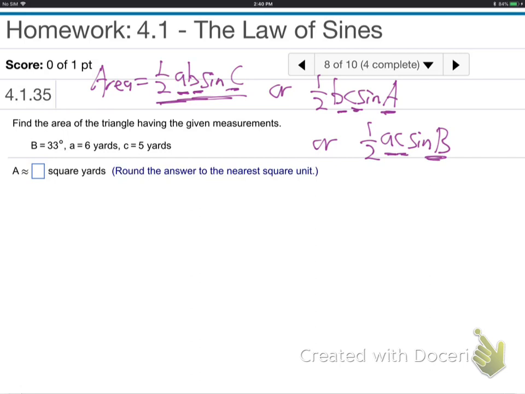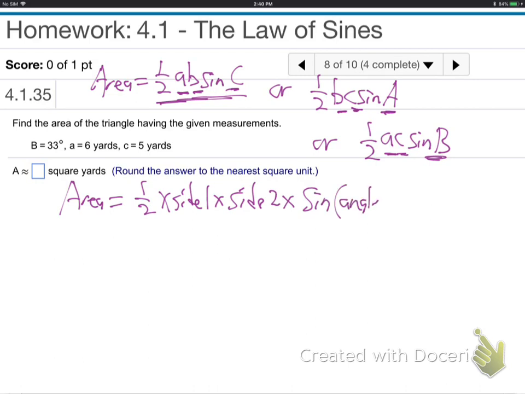Does that make sense? The official way it's written out is the area equals 1/2 times side 1 times side 2 times the sine of the angle between the sides. I don't know if that makes it any simpler. But it's 1/2 times side 1 times side 2 times the sine of the angle between them. That's what I'm writing up there in those formulas.